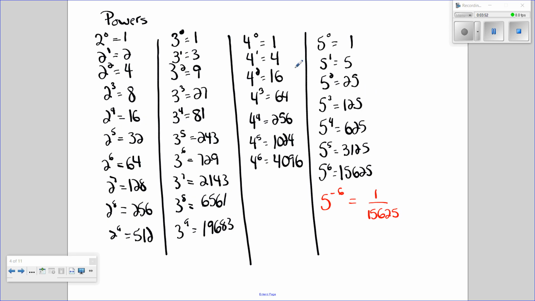Here are some powers of 2, powers of 3, powers of 4, powers of 5. The reason I show you these is because when we get into solving exponential equations, what we want to do is get a common base. We want to get to a spot where we have a single power on the left and a single power on the right, and then we want to convert them to have the same base. I'll show you what I mean by that in a couple of minutes.